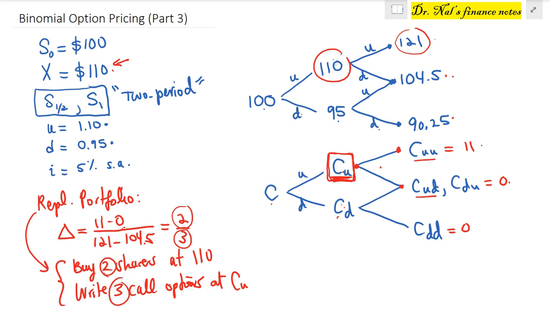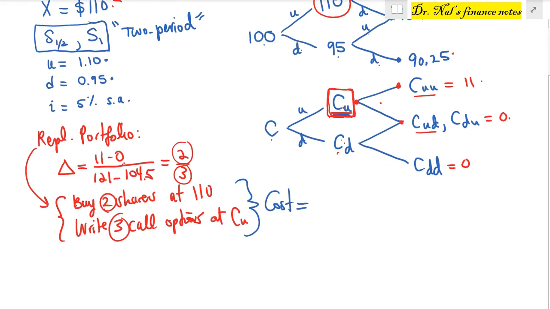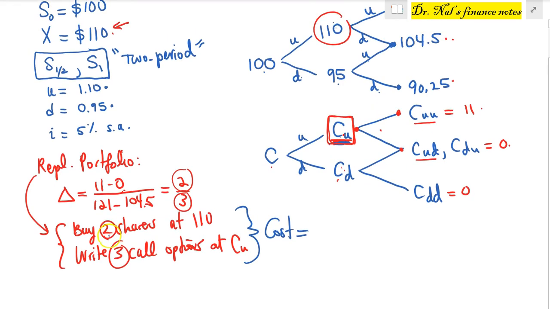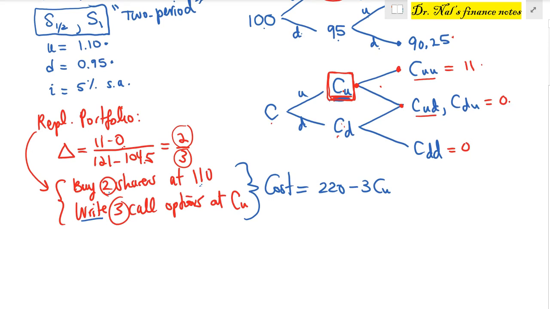So based on that, going back to the blue color, we have the following cost. Let's first calculate the cost of building such a portfolio at time 0, or at time 1 here, or 1.5, if you will. The 2 shares that were acquired at 110 will cost us 220. And because we are selling 3 call options, minus 3 times CU. That's the original cost.